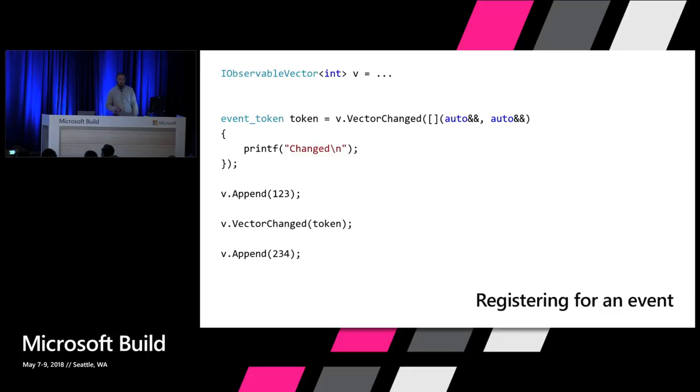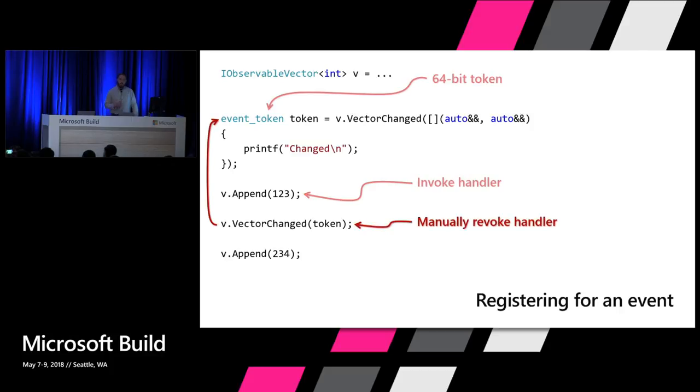One twist on that is if you actually want to deal with revoking the handler. So a simple example is simply to retrieve the result of the VectorChanged overload and capture that as a 64-bit token. We can then invoke the handler by calling append. That would invoke the handlers that are registered. We can then manually revoke the handler. It takes that 64-bit token, passes it back into the API, the event source, and then it removes it from the internal array that API may have implemented. Finally, the handler is no longer called because we've revoked that handler. So this is the most efficient, most straightforward way of dealing with events.